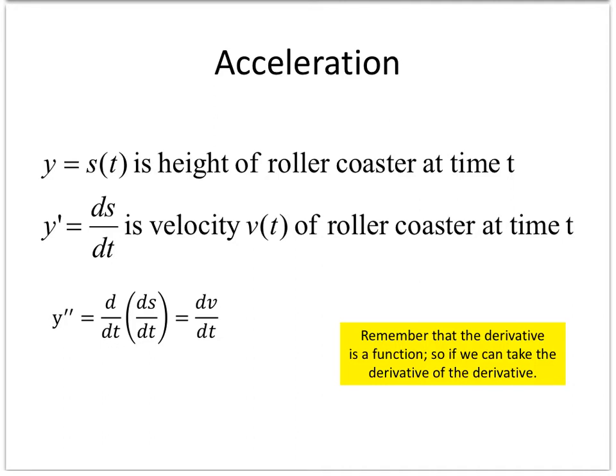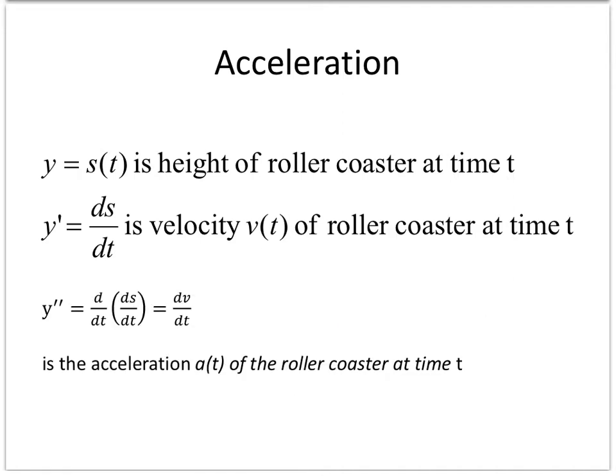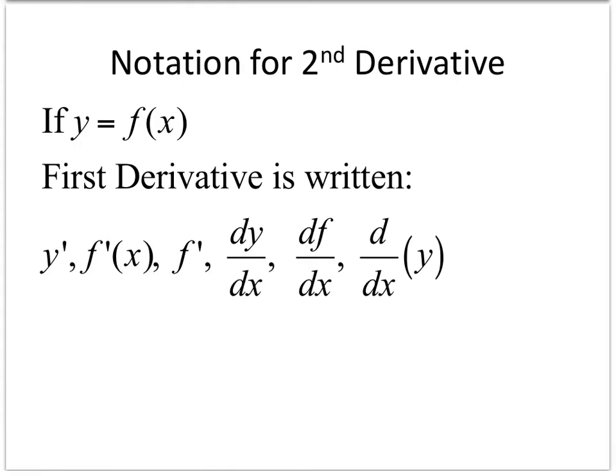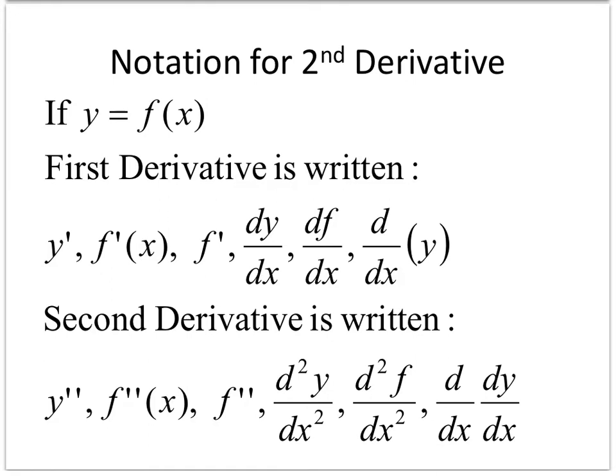Because when you take a derivative, you get a function, you can take the derivative of that function and get another function, and that's what the second derivative is. Now you can plug in whatever you need. So the acceleration a of t of the roller coaster is given by taking, again, the derivative. This is our function. A couple of classes ago, when we first introduced derivatives, these were all the different ways to write it. Well, there's that many ways to write the second derivative.